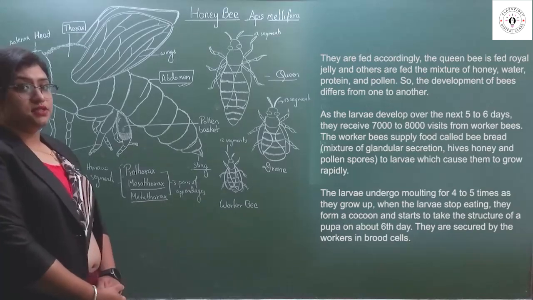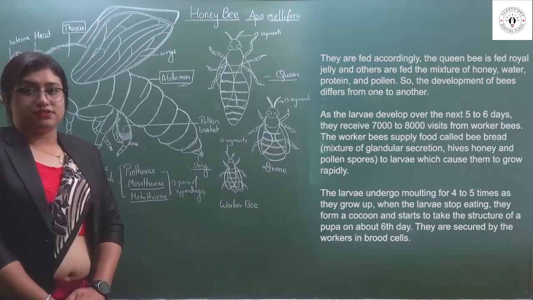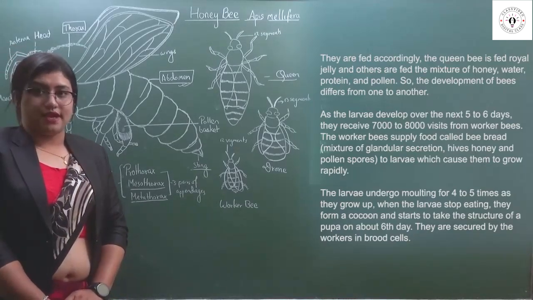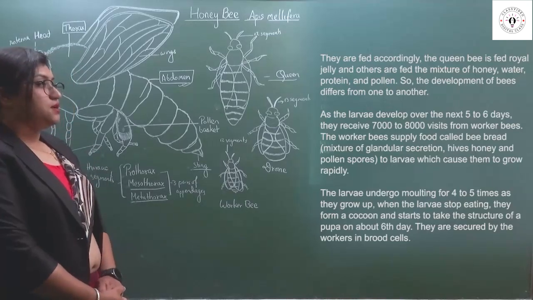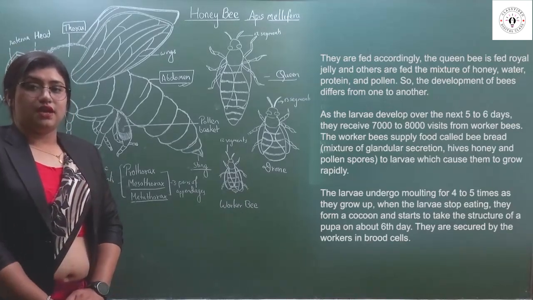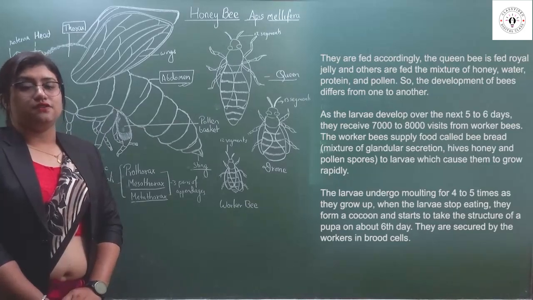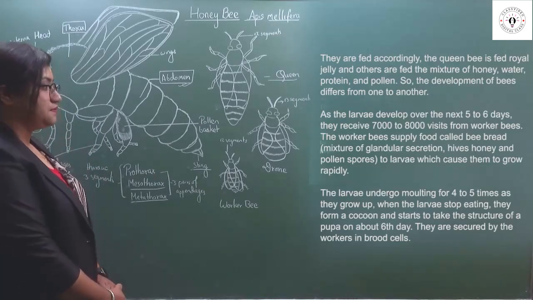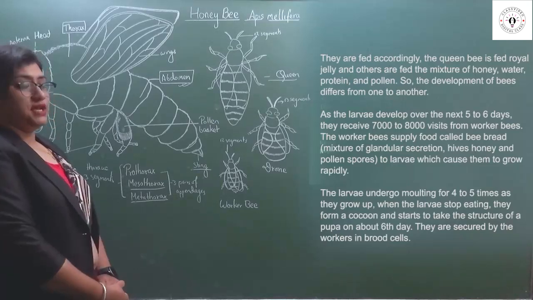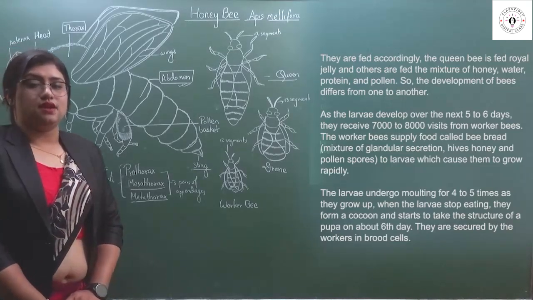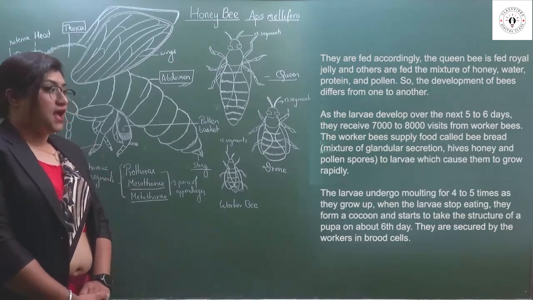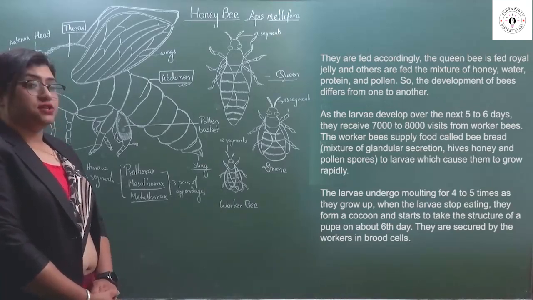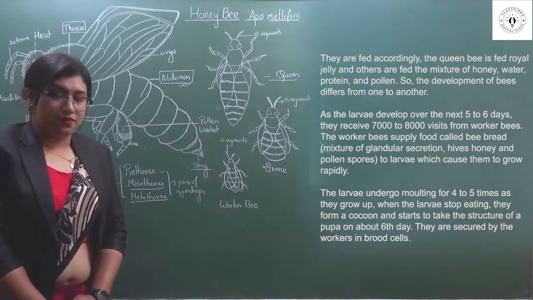The larvae later undergo the molting process 4 to 5 times. Whenever they are molting, they stop feeding. Otherwise, they keep on feeding, and that is all done by the worker bee. After the 6th day, the larva turns into the pupa, and during that pupal stage, it is all secured by the worker bee.